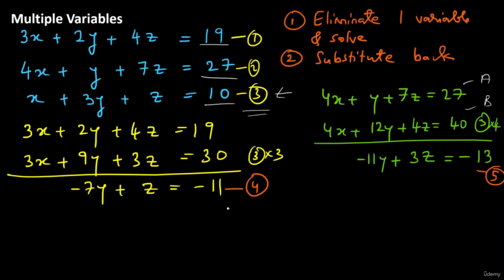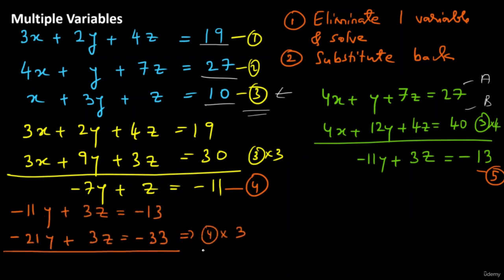Now these two equations only have 2 variables, right? Now let's proceed and eliminate one more variable. Alright, so I write equation 5 over here and equation 4 multiplied with 3. If I multiply equation 4 with 3, that's 7 into 3, you get minus 21y, and 1 into 3, that's 3z, right? So minus 11 into 3 gives you minus 33. Alright, now if this is a and this is b, let's do a minus b.